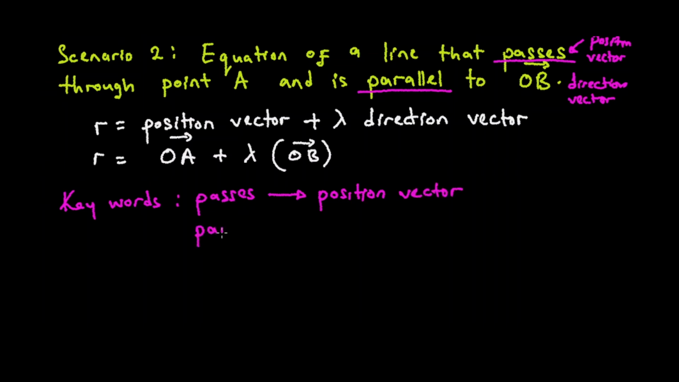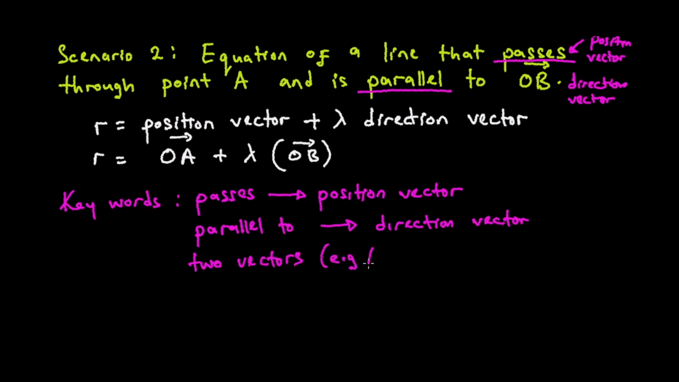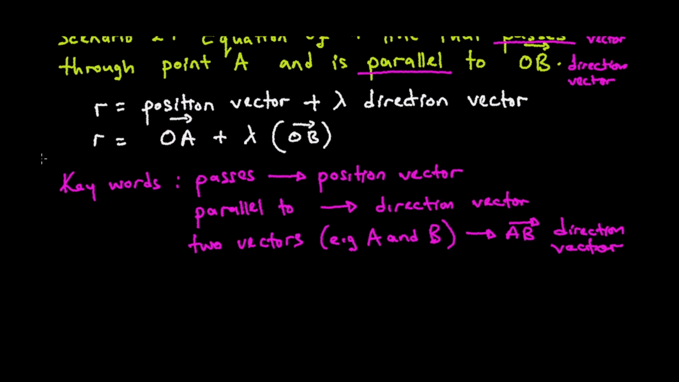If it says parallel to, know that they are giving you the direction vector. If they give you two vectors, an example being A and B, know that AB is the direction vector. So you take hints from the question itself. Okay, so let us answer this question.